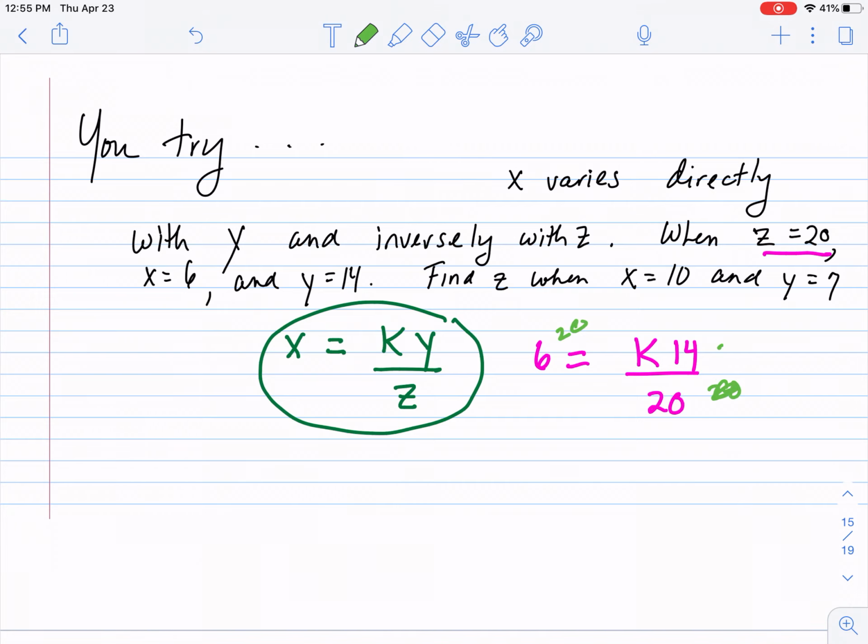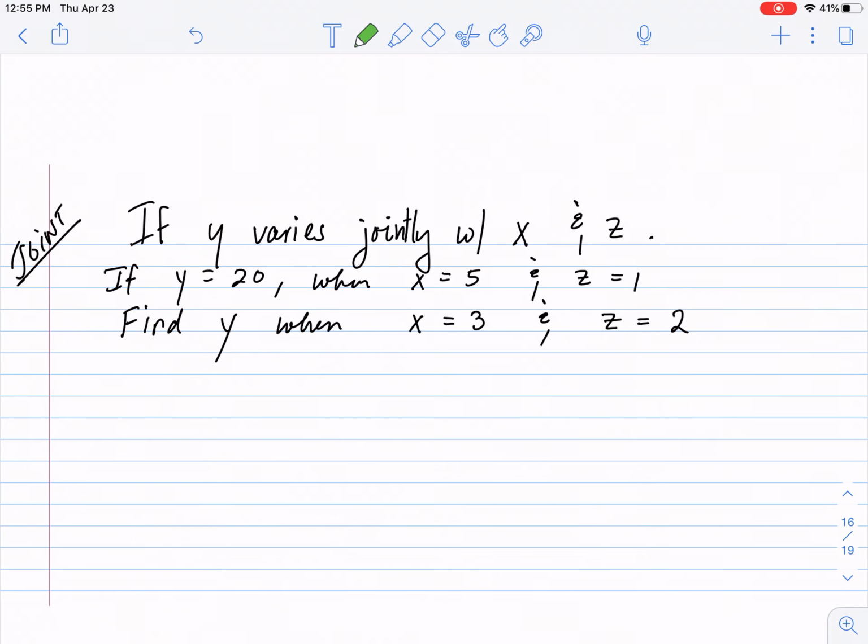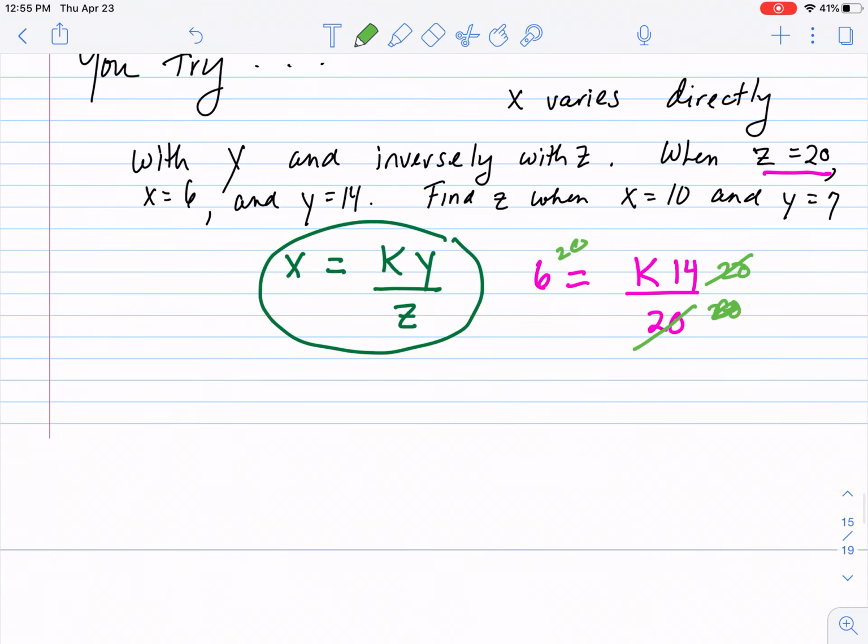So if I multiply both by 20, it cancels and cancels. Okay, sorry. I am left with this. 14k is equal to 6 times 4, which is 120. And now lastly, I'm going to divide by 14.